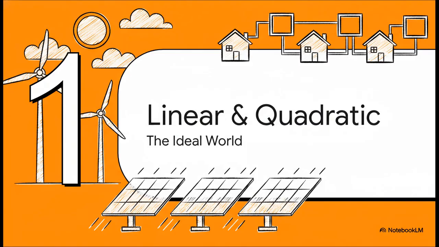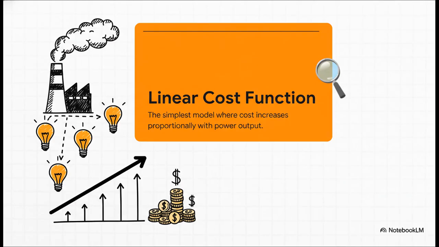All right, let's ease into this by starting in a kind of perfect simplified world. We're going to look at the two most basic models out there, the linear and the quadratic. First up is the linear cost function. This is, by far, the most straightforward way to think about it. Just imagine a power plant where for every extra megawatt you want, the price goes up by the exact same amount. It's a perfect, predictable, straight line.